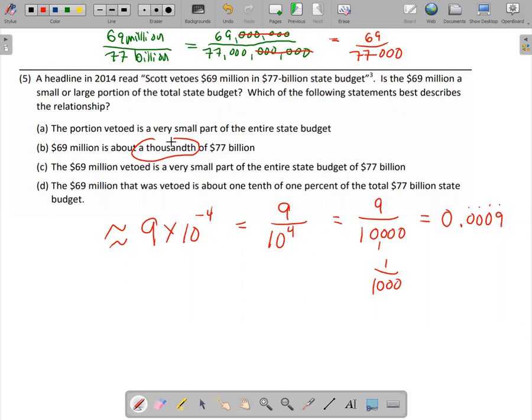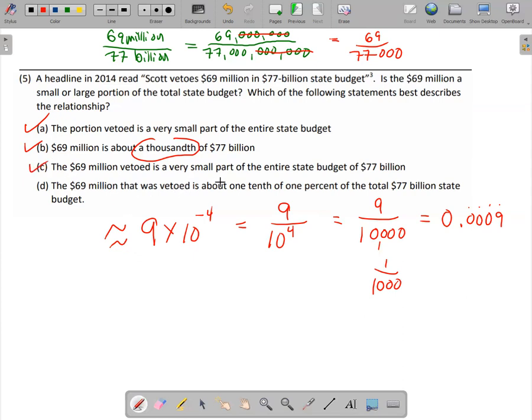Okay, so would you say the portion vetoed is a very small part of the entire state budget? Would you consider 1,000th a small part? Yeah, from my human perspective, it's small, so that's correct. Is 69 million about 1,000th of 77 billion? Yeah, we just calculated that. That's correct. The 69 million vetoed is a very small part of the entire state budget of 77 billion. That's true too.